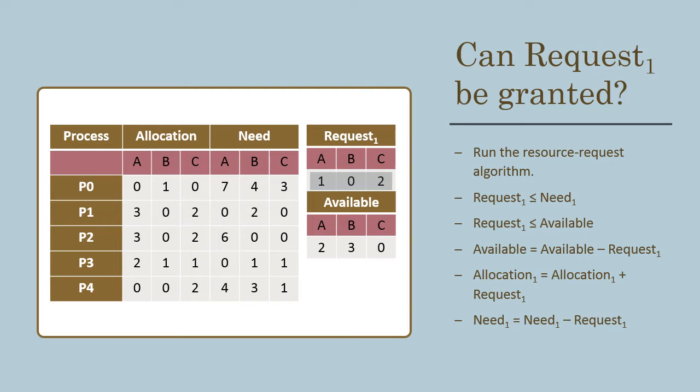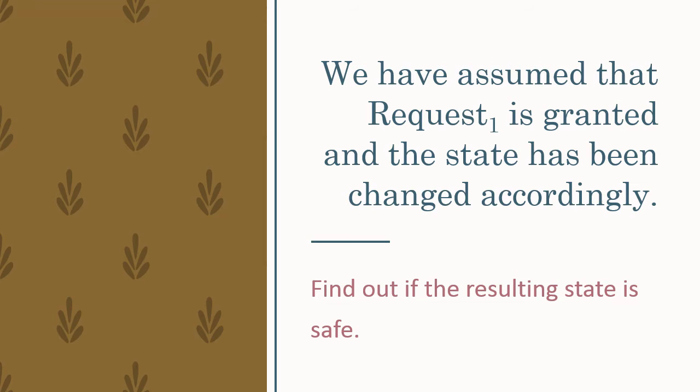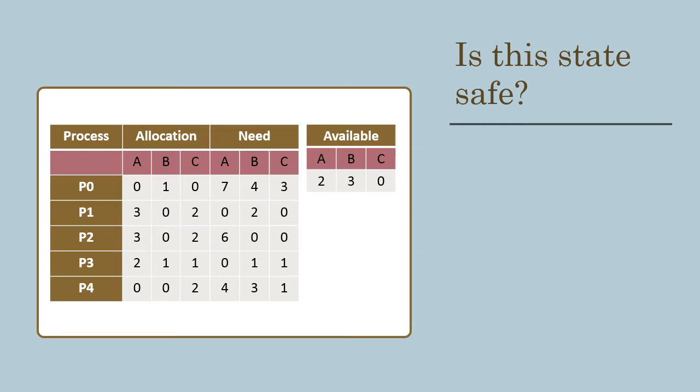Now we have changed the system pretending that we are granting request 1. We have taken resources from the available vector, added them to the allocation of process 1, and subtracted them from the need of process 1. We have assumed that request 1 is granted and the state has been changed accordingly. Now we find out if the resulting state is safe. So this is the state that we just created.